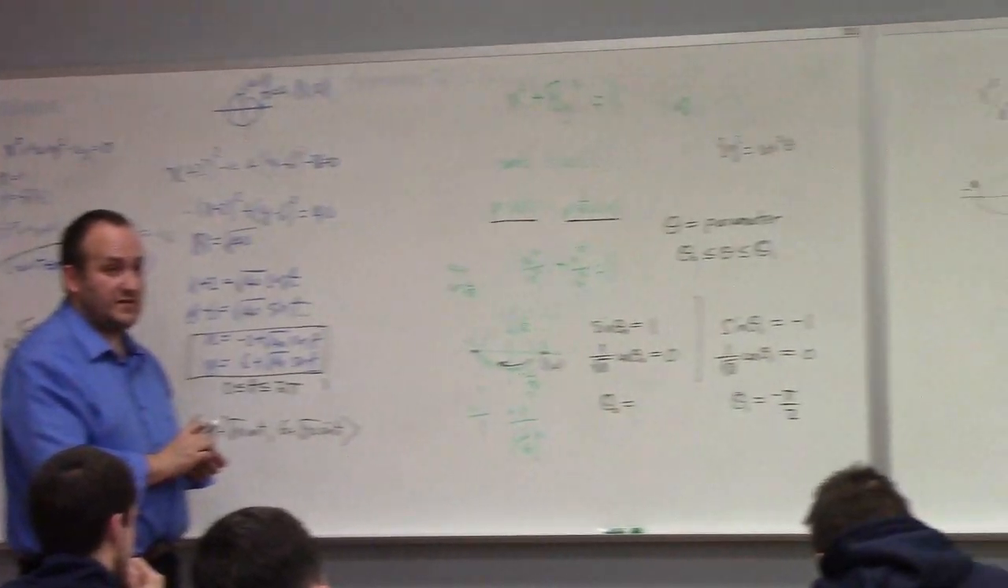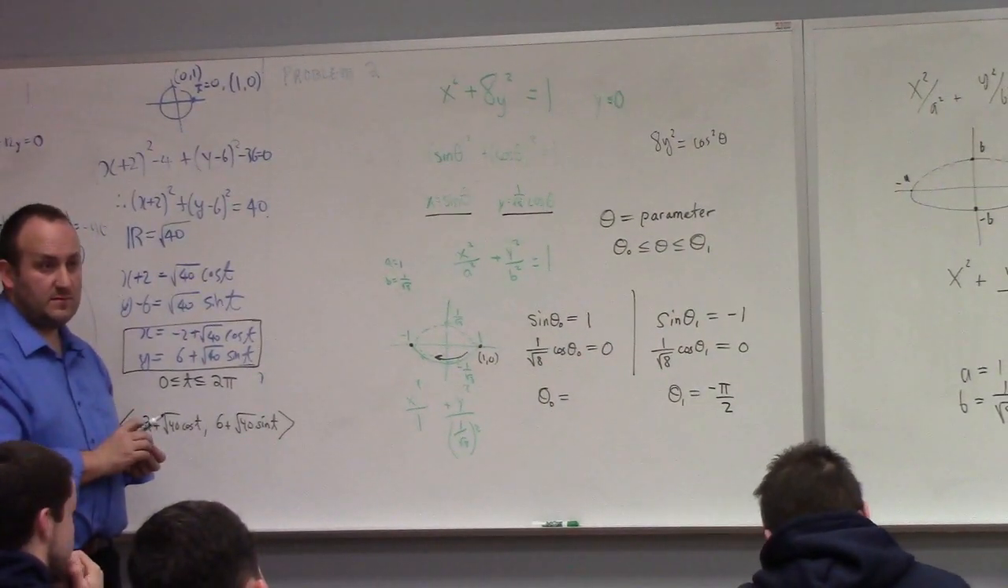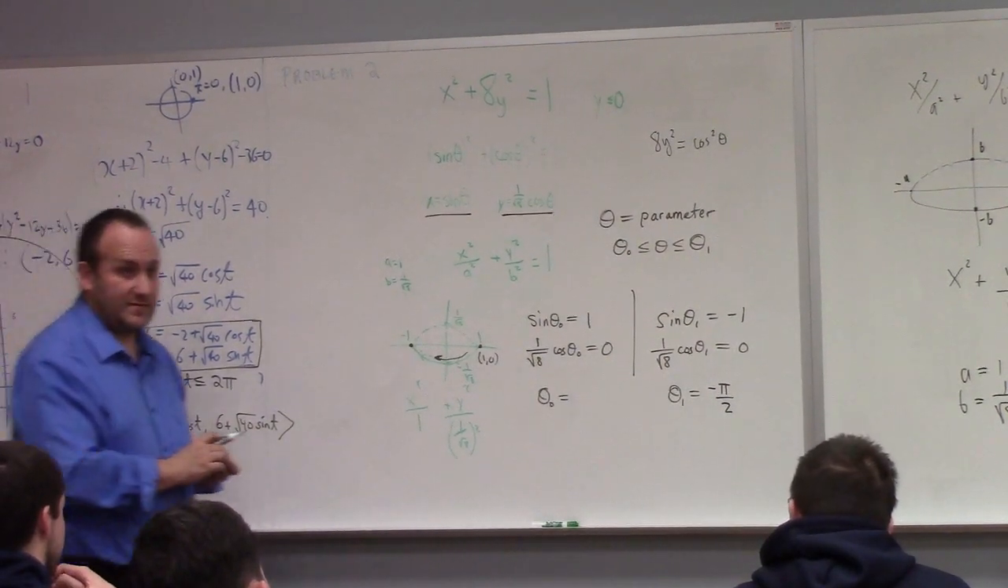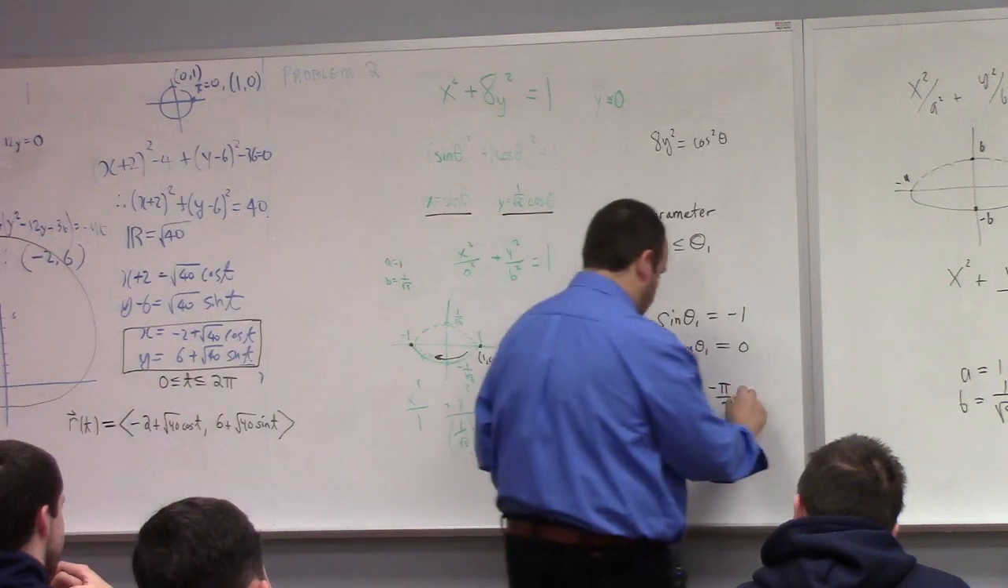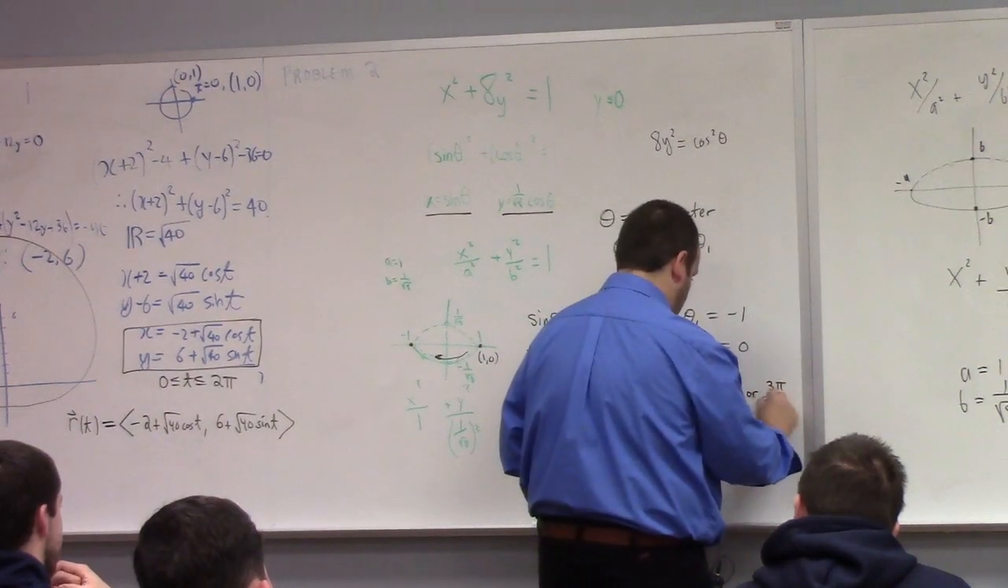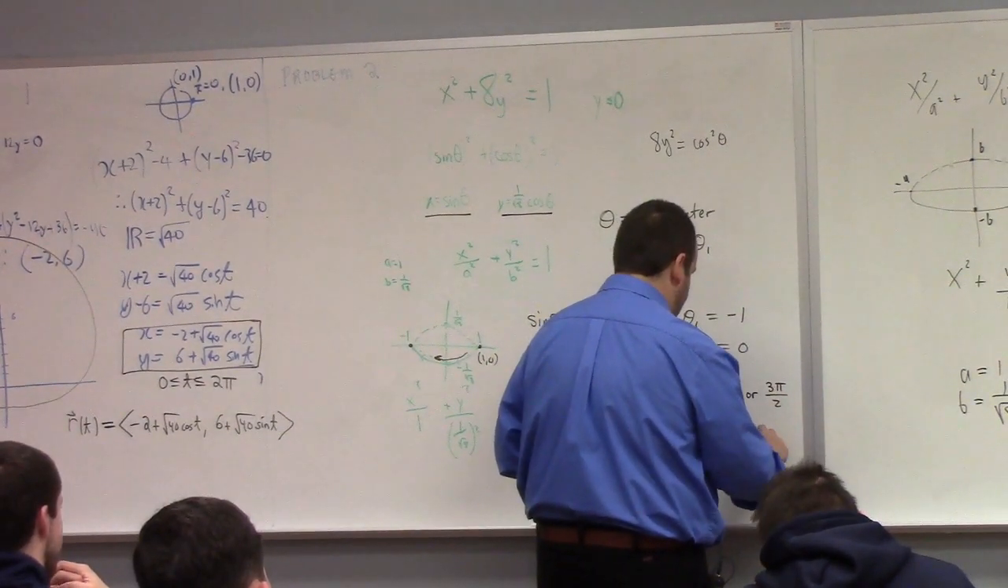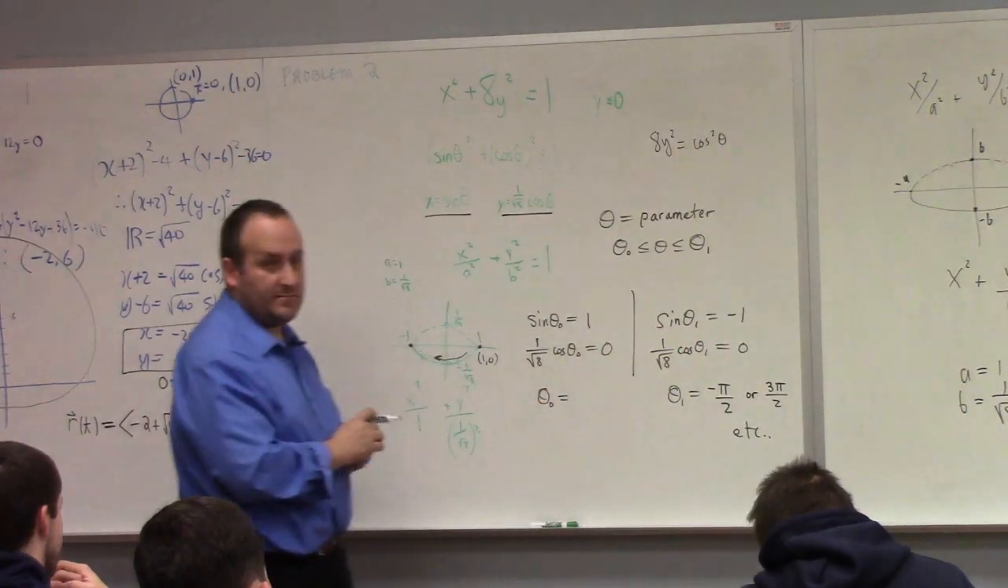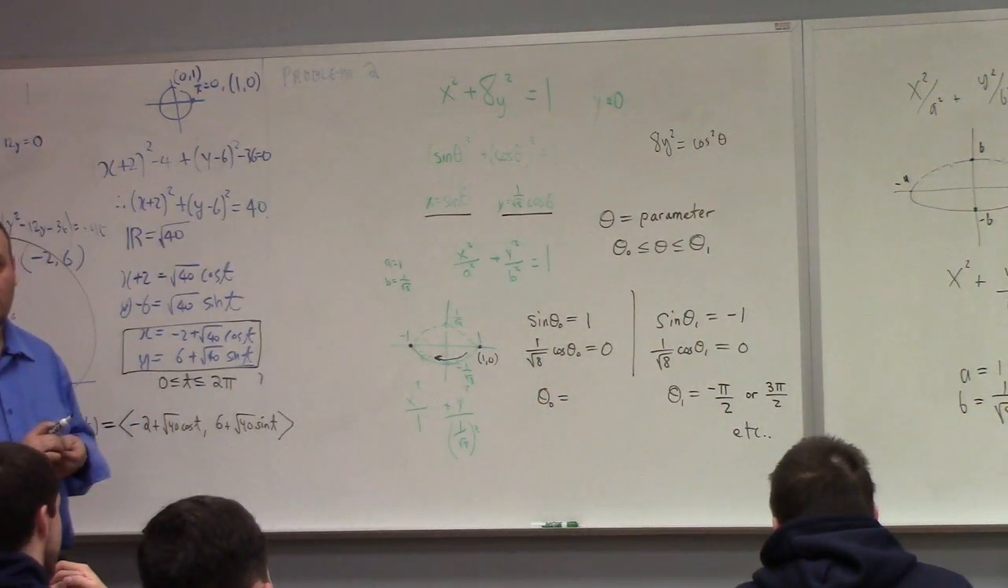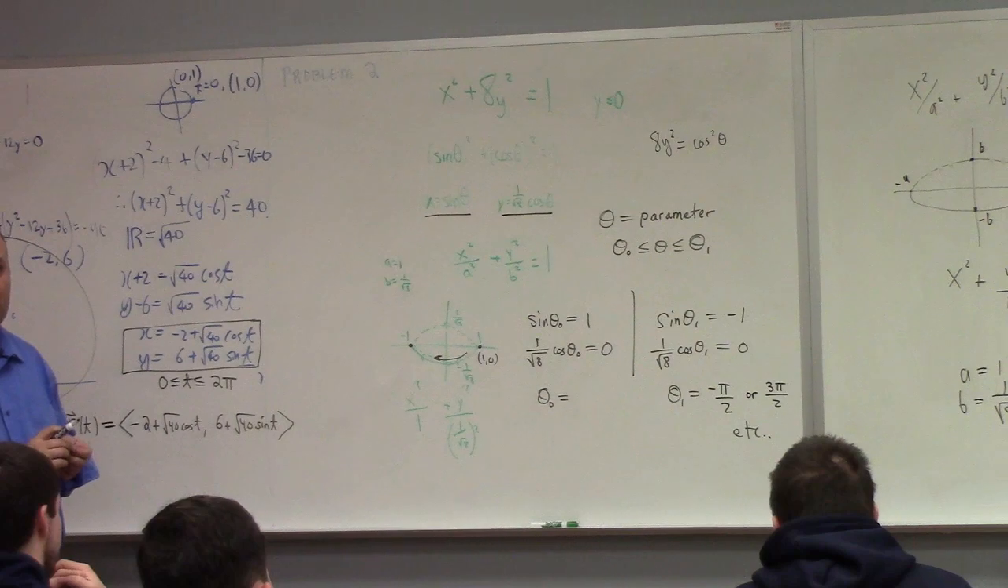Are there other solutions to theta 1 besides that? What else could you use? How about 3 pi over 2? That's another possible solution, right? There's, in fact, infinitely many solutions to this, right? If you take a solution and you add 2 pi, it's still going to be a solution because sine and cosine are 2 pi periodic, right?